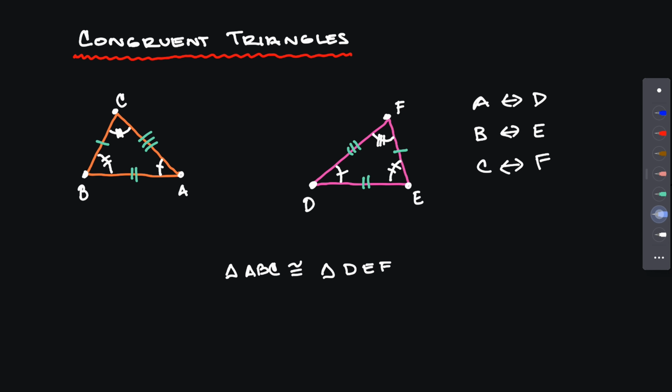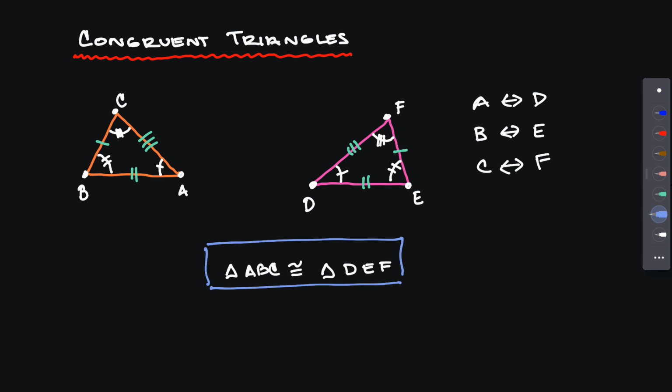Okay, so this is how we write, or the notation that we use to say that the two triangles are congruent. Remember, each side must fit perfectly with another side on the other triangle, and the same goes with the angles.